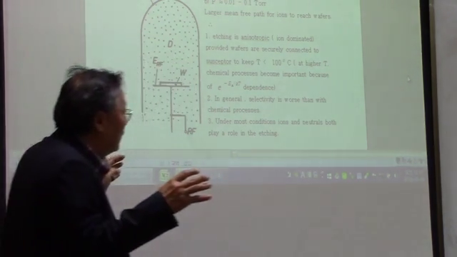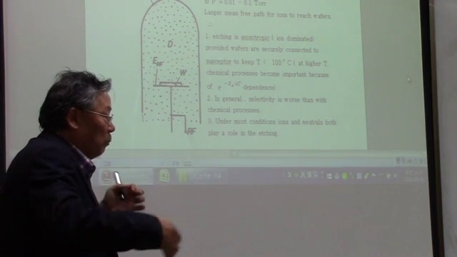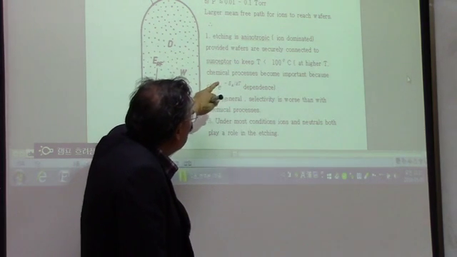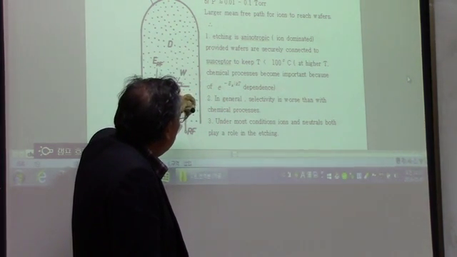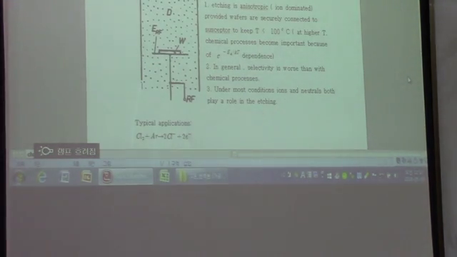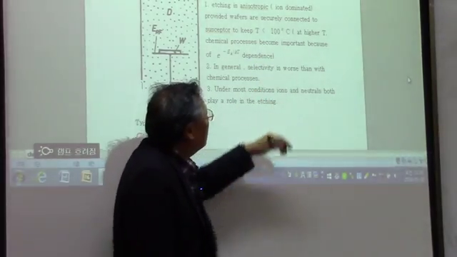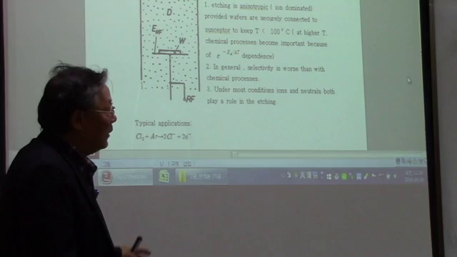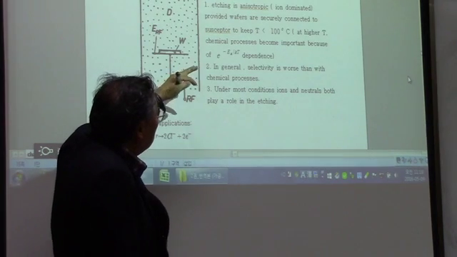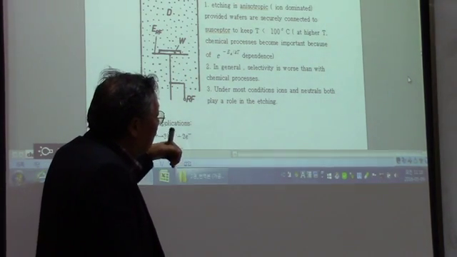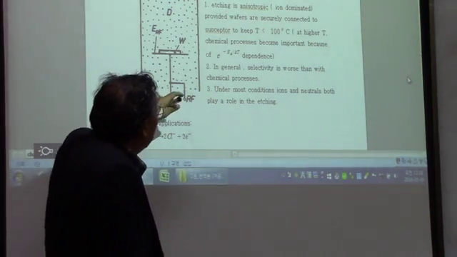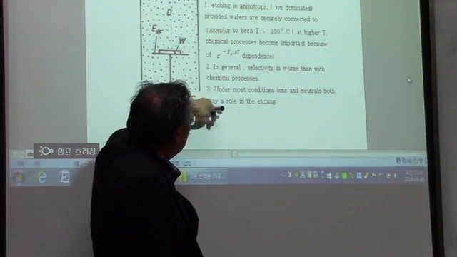Mean free path means the distance between the collisions, right? So etching is anisotropic, and the temperature is kept relatively low to have an anisotropic etching. Okay, if the chemical reaction becomes important, then the directionality is going to be isotropic etching. So we do not want to have high temperature.